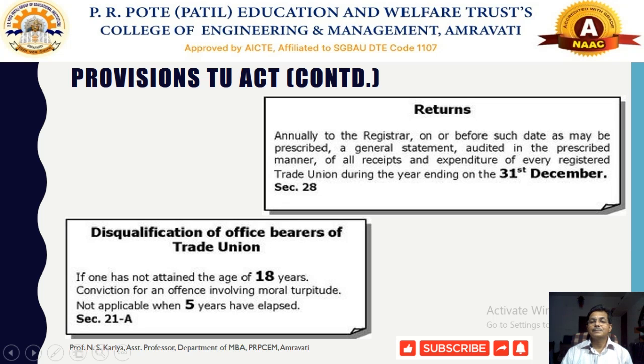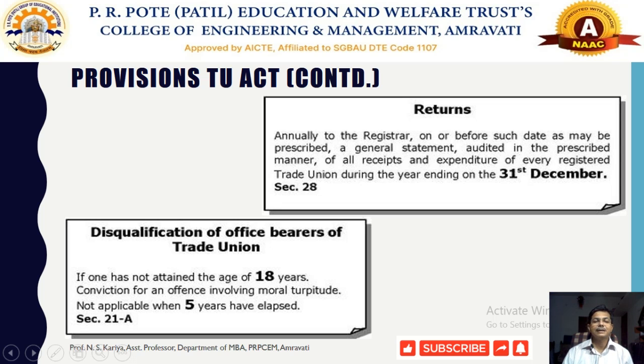Along with that, they need to specify the returns from time to time. So before 31st December, they have to submit various forms of details to the registrar of the trade union. That may cover a general statement along with some audited reports with respect to the income statement or profit and loss accounts, along with other forms of receipts and expenditure, or, for example, whatever assets and liabilities are available to them. This has been made compulsory according to Section 28.